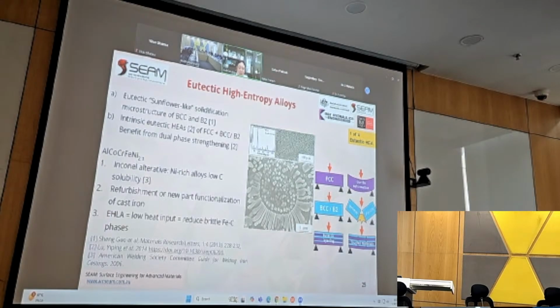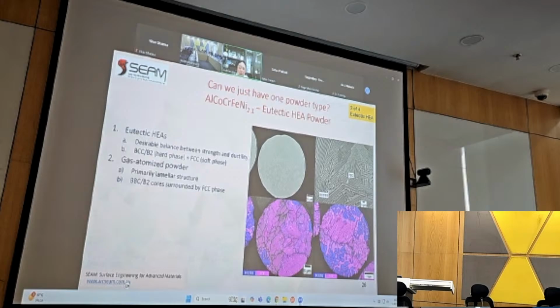And what happens is we use the ELA process, which is a rapid solidification process, to reduce dilution. We're also looking at this as an alternative to Inconel. So instead of using Inconel, can we actually use this as an Inconel replacement? When you look at the powder, it does have the FCC and BCC in there. You can see beautiful FCC BCC patterns. The pink color one is the FCC, the BCC and B2 is the blue color.